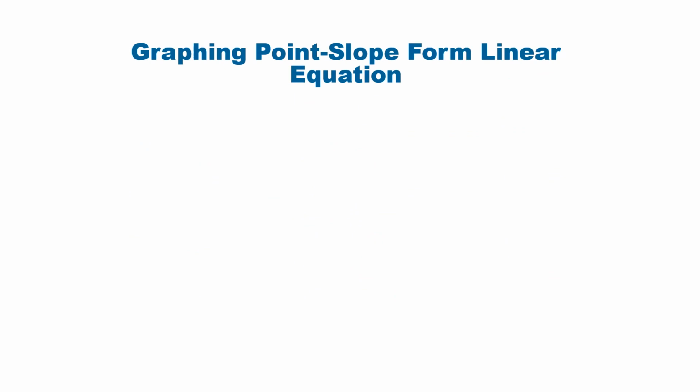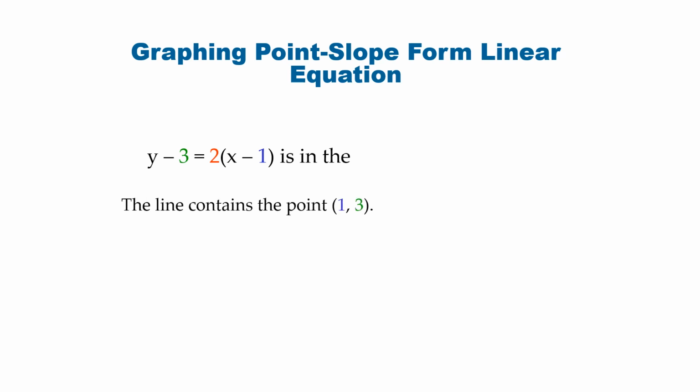Graphing a point slope form linear equation. For example, y minus 3 equals 2 times x minus 1. How can we graph this? First, we have to identify the information from this equation. The first piece of information here is the point. The point here is what? The point here is 1, 3. y minus 3 means the y coordinate is 3. x minus 1 means the x coordinate is 1.